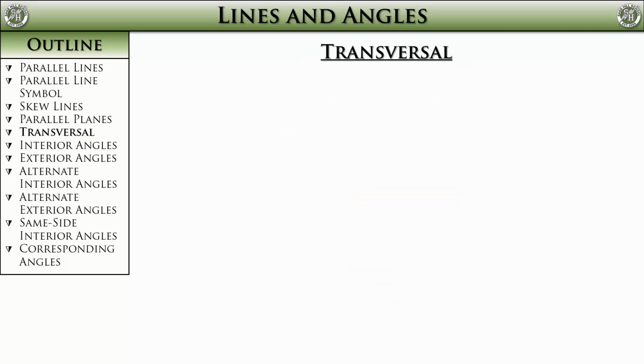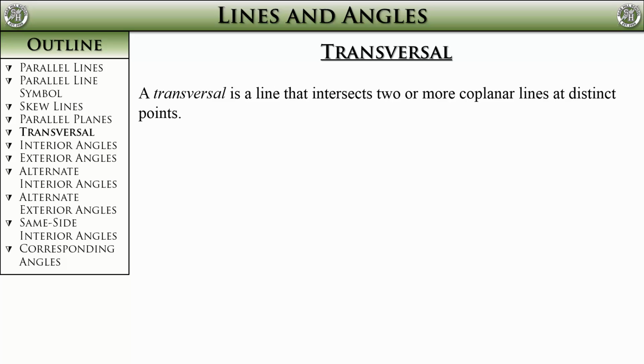Now we get to a transversal. A transversal is a line that intersects two or more coplanar lines at distinct points. If you know your Latin roots, you know that trans means across. A transversal simply goes across two or more lines like this.